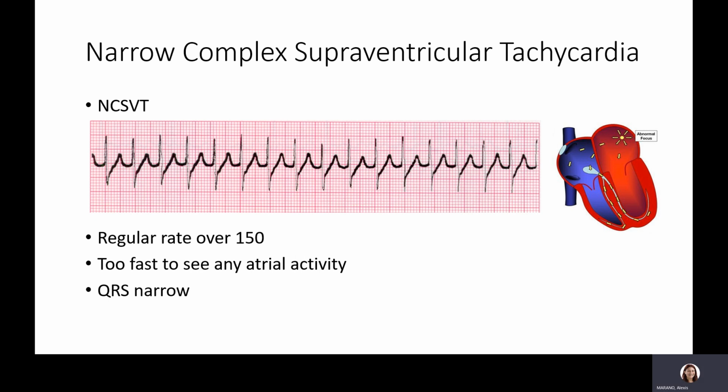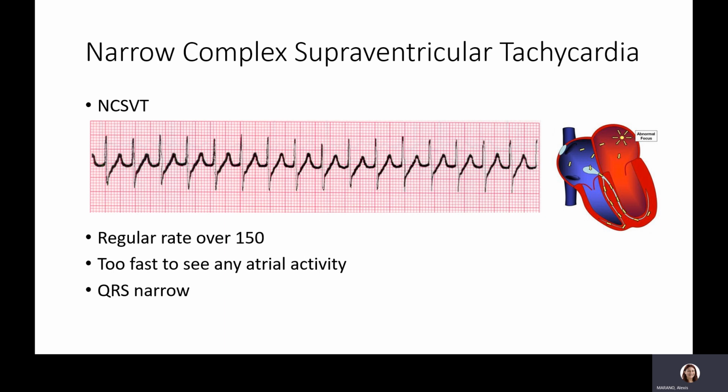So the first one we'll look at is our narrow complex supraventricular tachycardia. If you notice, it says supra, which means above, so above the ventricles. So we expect a narrow complex with our QRSs. You lose the ability to see P waves. So what you are seeing here is QRSs and then Ts that are following it.